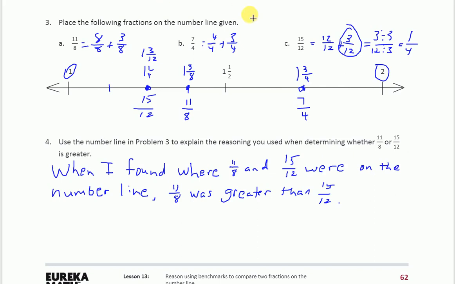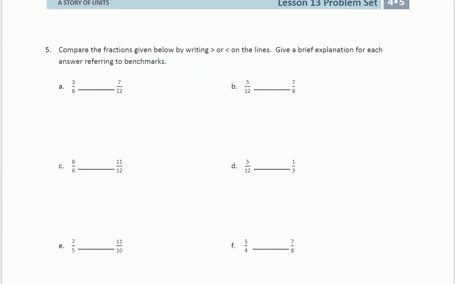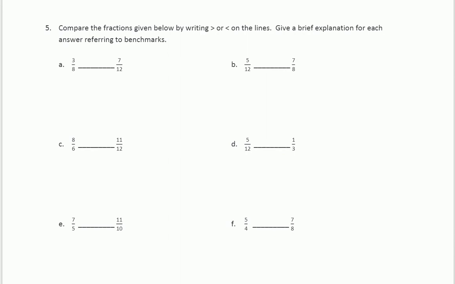And now let's move on to the next section, sometimes known as the flip side. In this section, number 5, we have a lot of different problems, 2, 4, 6, 8, 10. We're comparing fractions just like we did on yesterday's problem set and homework. This time we're comparing again, and we're going to use greater than or less than on the lines, and a brief explanation referring to benchmarks.